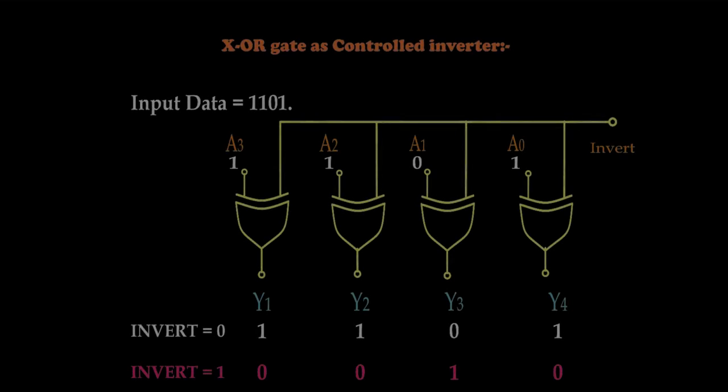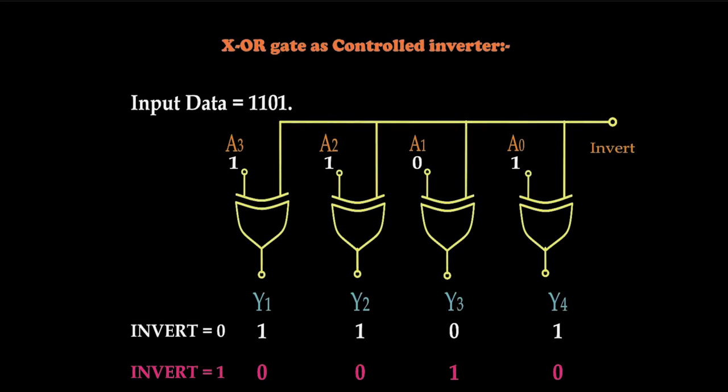Second application of XOR gate is that it can be used as a controlled inverter. Controlled inverter is like getting the ones complement of a digital data. From the figure, you can see that 4 XOR gates are used. One of the inputs of all the XOR gates is commonly taken and connected to an input called invert. So here at the invert input, if 0 or logic low is connected, logic low will be connected to one of the inputs of each XOR gate.